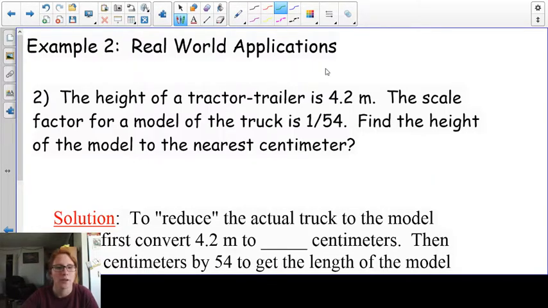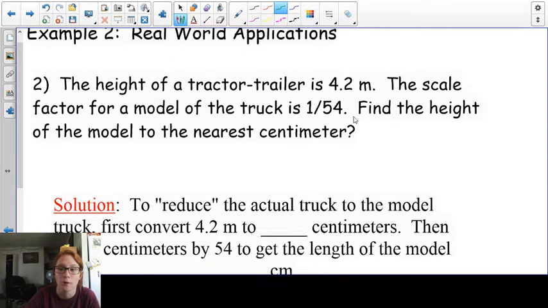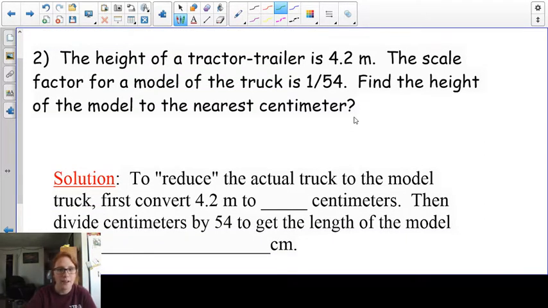Alright, next one. The height of a tractor trailer is 4.2 meters. Find the scale factor for a model of the truck that is 1 to 54. Find the height of the model to the nearest centimeter.